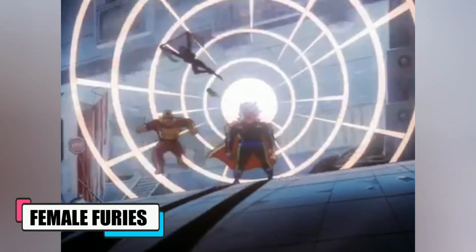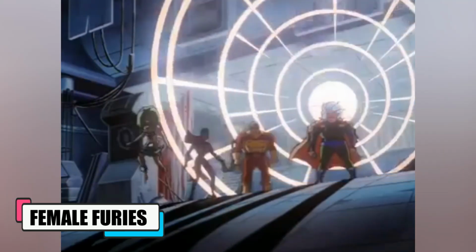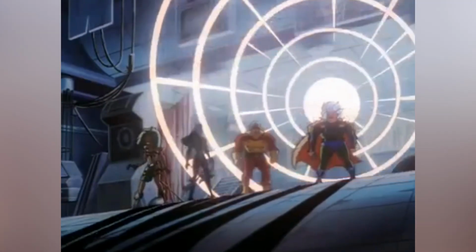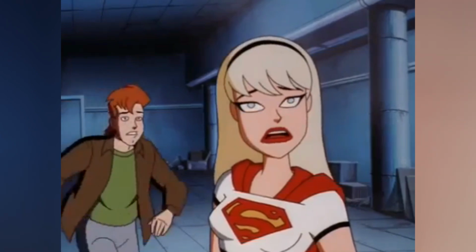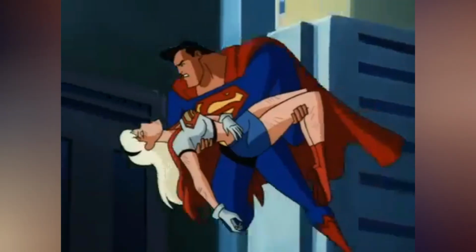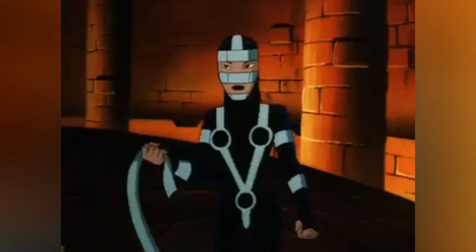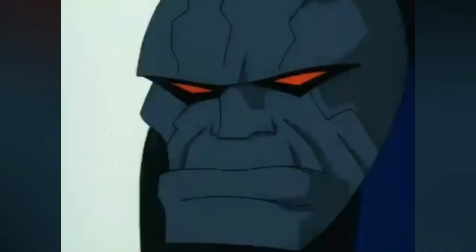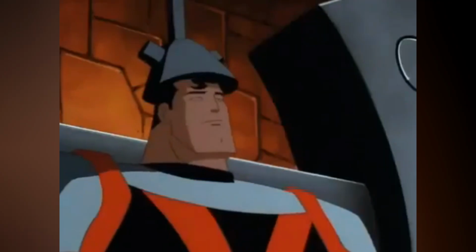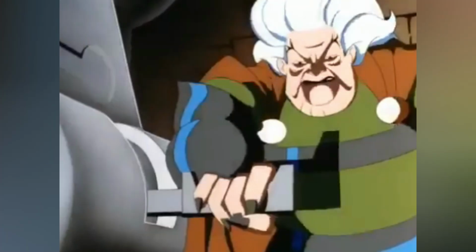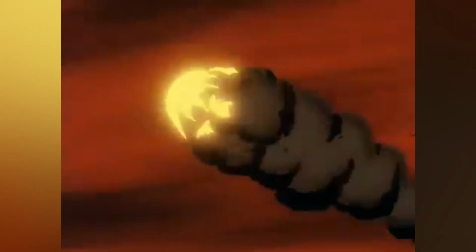Female Furies. During Granny Goodness's mission to destroy Earth, the Female Furies were summoned to take care of Supergirl and Jimmy Olsen. After Superman and Supergirl's escape, the Female Furies were the ones who enacted the punishment of Granny Goodness, which was ordered by Darkseid. The Female Furies brainwashed Superman, but he eventually regained his memory and defeated the Female Furies in battle.